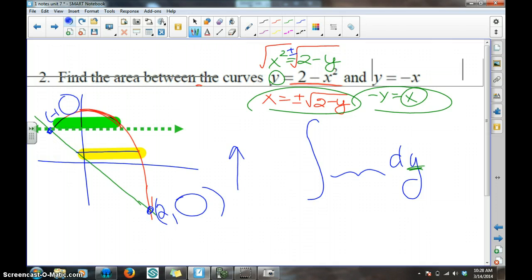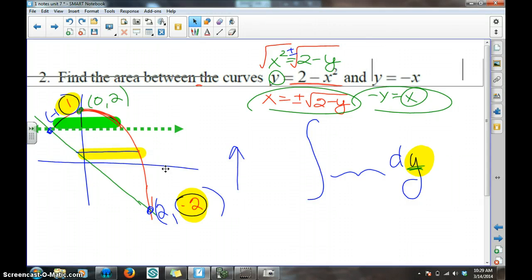So good? Other way to think about it, if you are integrating with respect to y, your boundaries will be y's. If you are integrating with respect to x, your boundaries will be x's. Any way you want to think about that is fine with me as long as you get it right. So we're going to go ahead and first find these values.